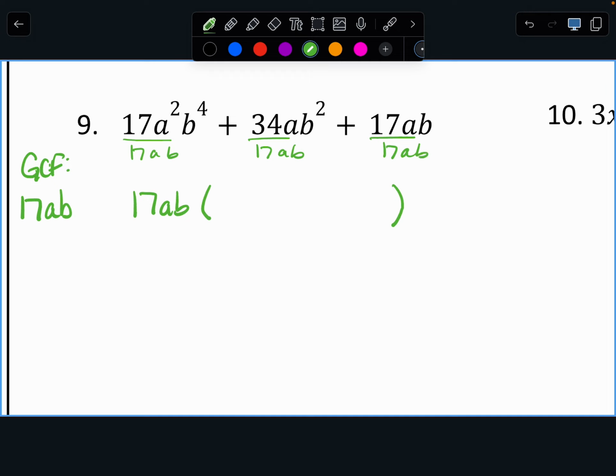So 17 divided by 17, that's 1. A squared divided by A is A. B to the fourth divided by B is B cubed. And then we do plus. 34 divided by 17 is 2. A's cancel. B squared divided by B is B. Plus 17 over 17 is 1. A over A is 1. B over B is 1. So I'm left with plus 1.